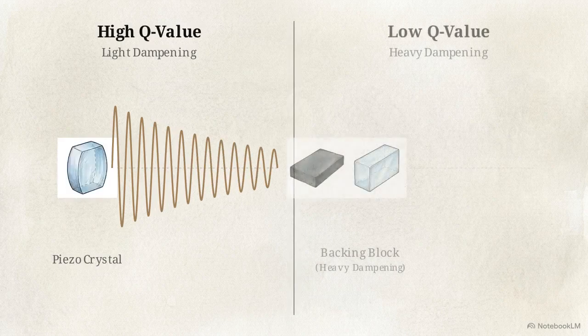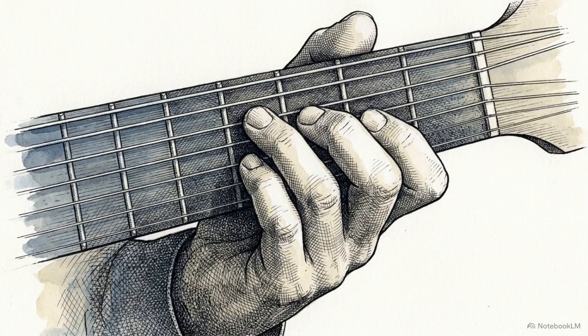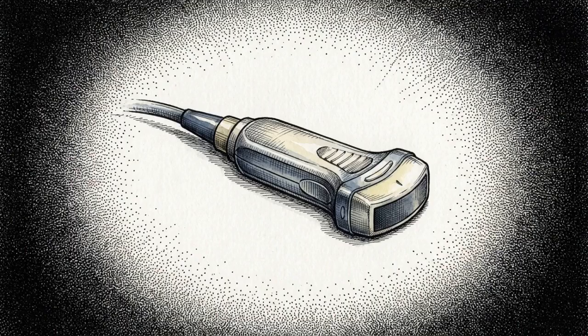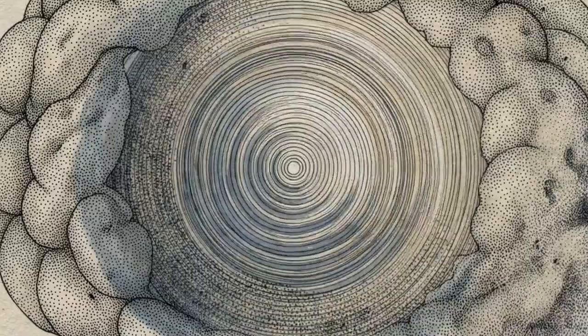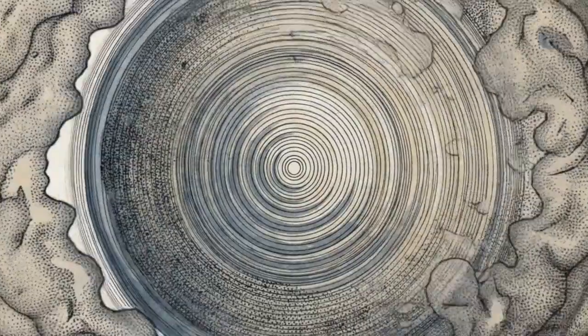By contrast, a low Q value material uses heavy dampening to stop the vibration rapidly, resulting in a very short pulse duration. While musical instruments are designed to sustain a note, clinical ultrasound requires low Q value engineering to create the sharp, brief pulses necessary to listen for echoes. Sound waves travel through human soft tissue at a fixed average velocity of exactly 1,500 meters per second.